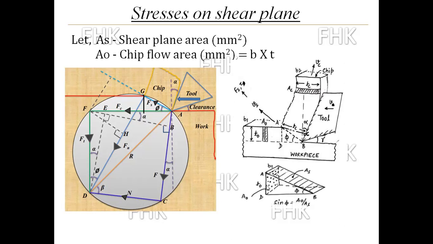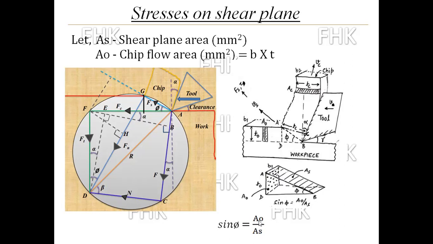So in this figure you can see the triangle ABD, and in that you can see the isometric view of the triangle, in which you can see the width of the uncut chip, and the width of the chip of material on the shear plane, which is the same. B1 is denoted here, the uncut chip material width and the width of the chip on the shear plane. Okay, so considering, sine phi is equal to A0 divided by AS.